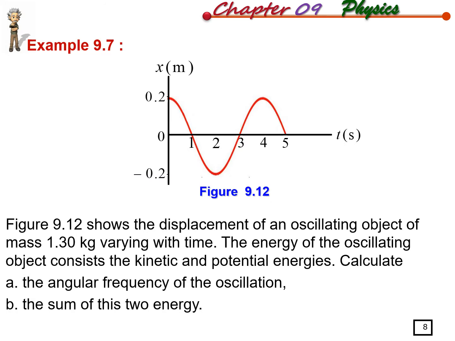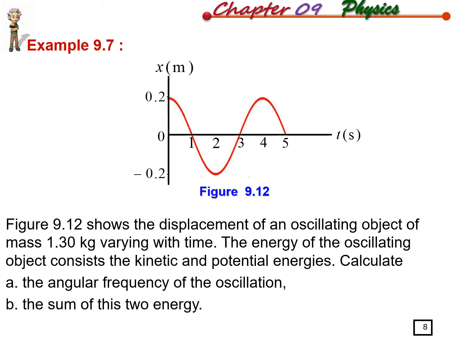Okay, example 9.7. Figure 9.12 shows the displacement of an oscillating object of mass 1.3 kg varying with time. The energy of the oscillating object consists of the kinetic and potential energy. They wanted to calculate the angular frequency of the oscillation and then the sum of these two energies. Okay, so this is considered quite a straightforward question.